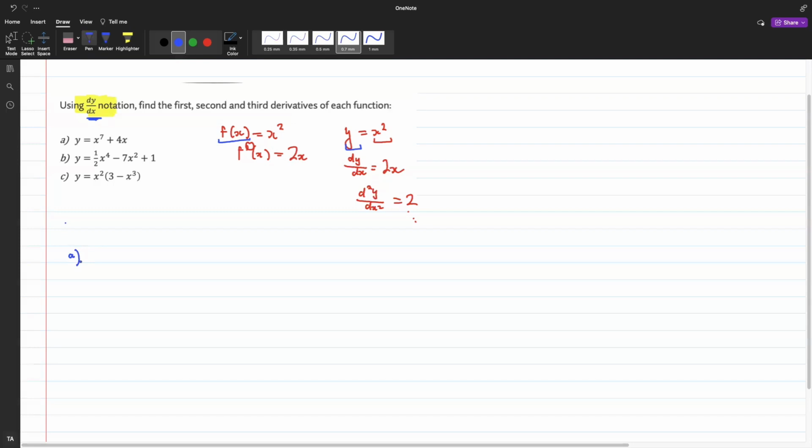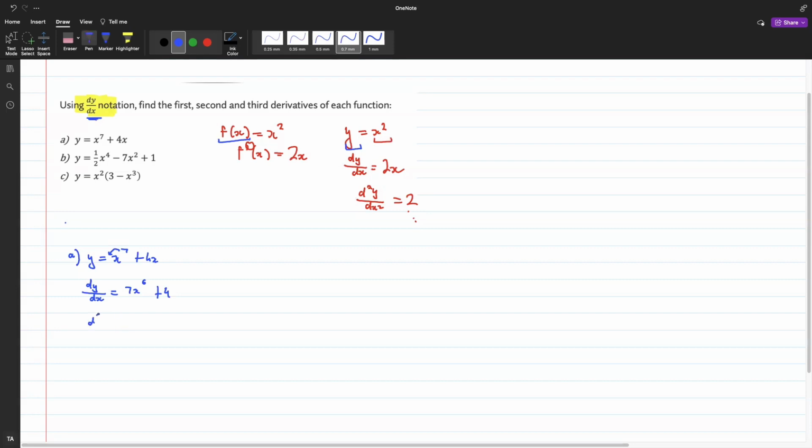So if you go to the first one, we want to find the first, second, and third derivatives of each of these three functions. The first one, y is equal to x to the power 7 plus 4x. Now finding the first derivative, we're going to use that notation. We have dy over dx. Again, we're going to use our same rules. So for x to the power 7, the 7 comes down, giving 7x, and then the power decreases by 1. So 7x to the power 6, and the 4x just becomes 4. So that's our first derivative.